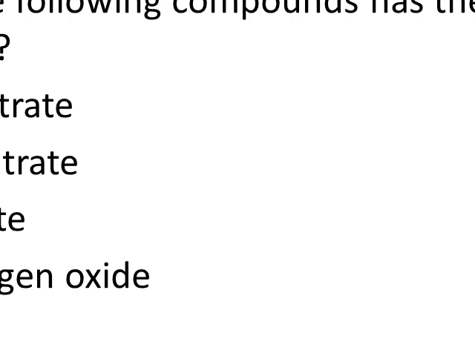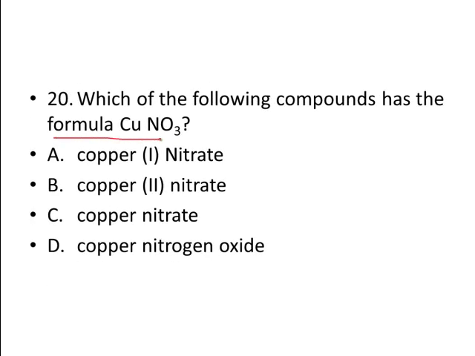Now this one involves a little bit of definitions and knowing the naming of polyatomics and chemical formulas. Which of the following compounds has the formula of CuNO3: A, copper 1 nitrate, B, copper 2 nitrate, C, copper nitrate, and D, copper nitrogen oxide. And if the teacher wanted to be a little bit meaner, they could also put copper nitride. So a lot of students get confused between nitrate and nitride.